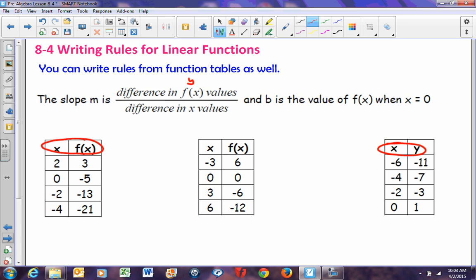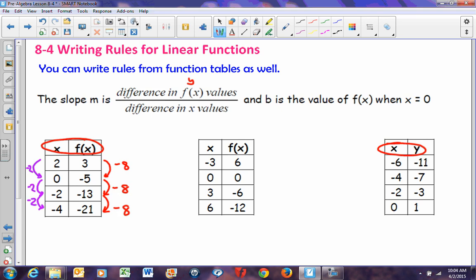Okay, so the first thing I'm going to do is see what the differences of my x values are. Okay? I go from 3 to -5, -5 to -13, -13 to -21. From 3 to -5 is going down by 8. From -5 to -13 is going down by 8. From -13 to -21 is also going down by 8. So then I look at my f of x values. Okay, from 2 to 0, 0 to -2, -2 to -4. From 2 to 0 goes down by 2, 0 to -2 goes down by 2, and -2 to -4 goes down by 2.